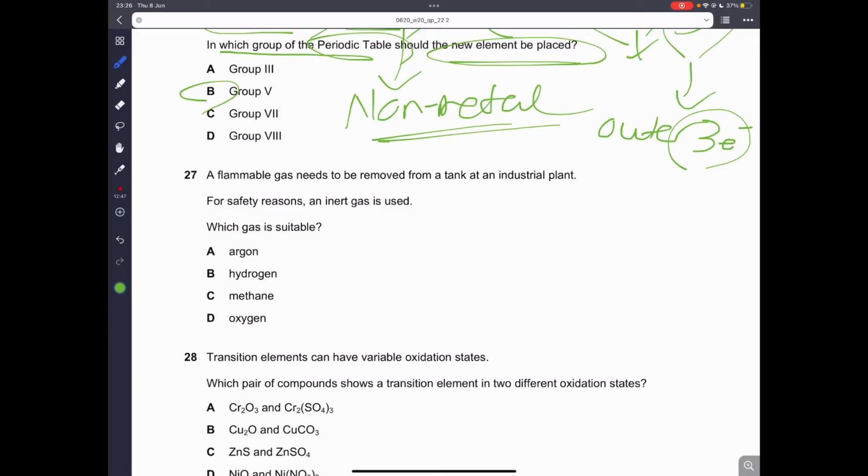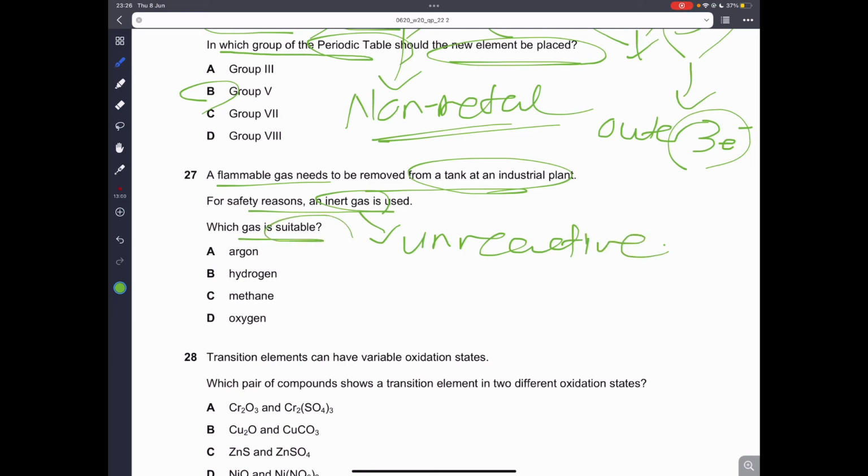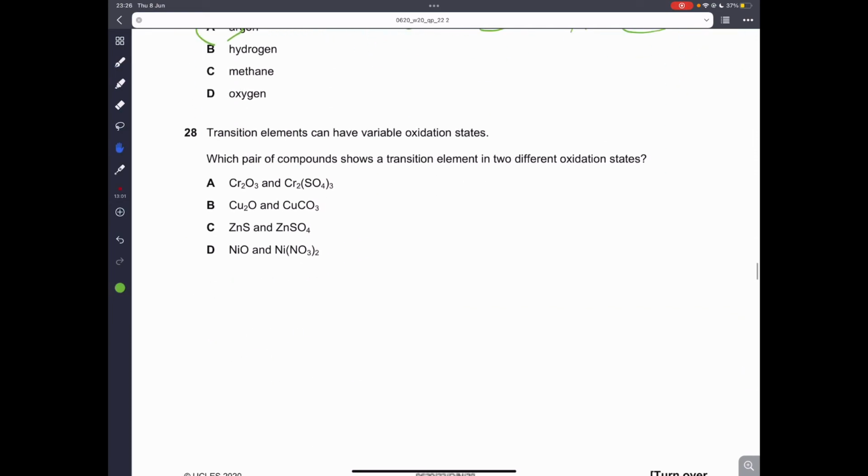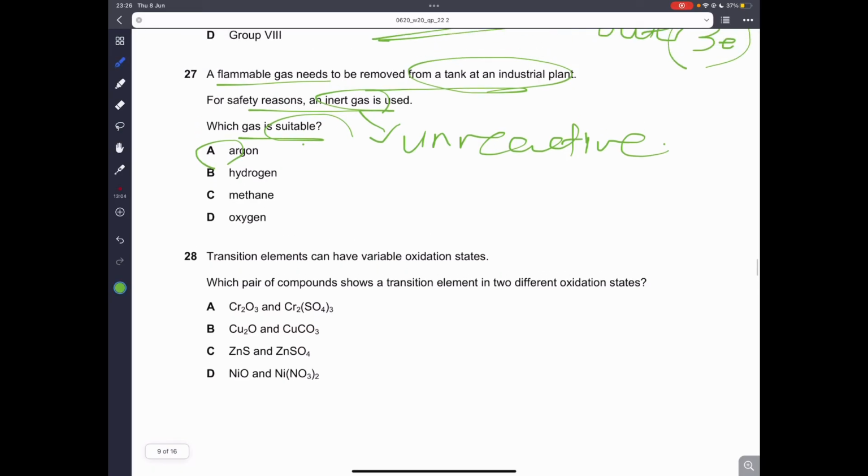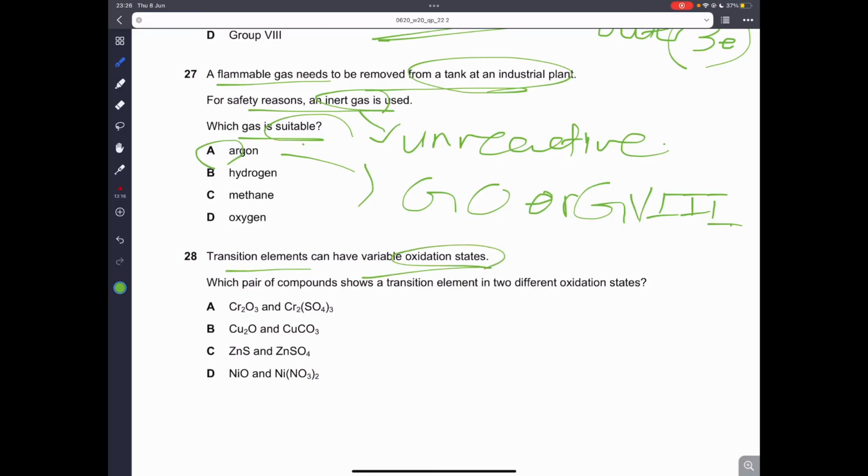Question 27. A flammable gas needs to be removed from a tank at the industrial plant. For safety reasons, an inert gas is used. Inert meaning unreactive. And so which gas is suitable? This is argon, because argon is from group 0, or group 8 as we call it nowadays. Okay, 28. Transition elements can have variable oxidation states.